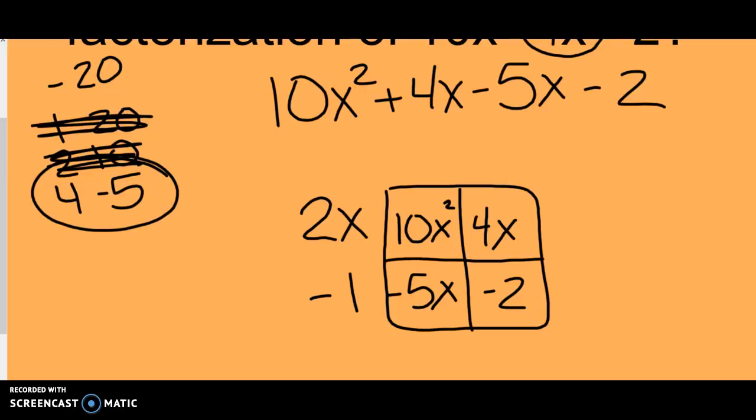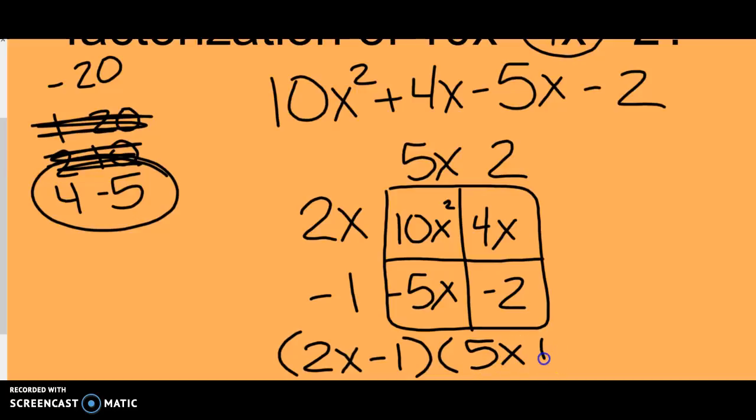All right, so now let's go check our columns. So this should be 5x. And then the second column should be just 2. And you are done. Your factors are 2x minus 1 times 5x plus 2.